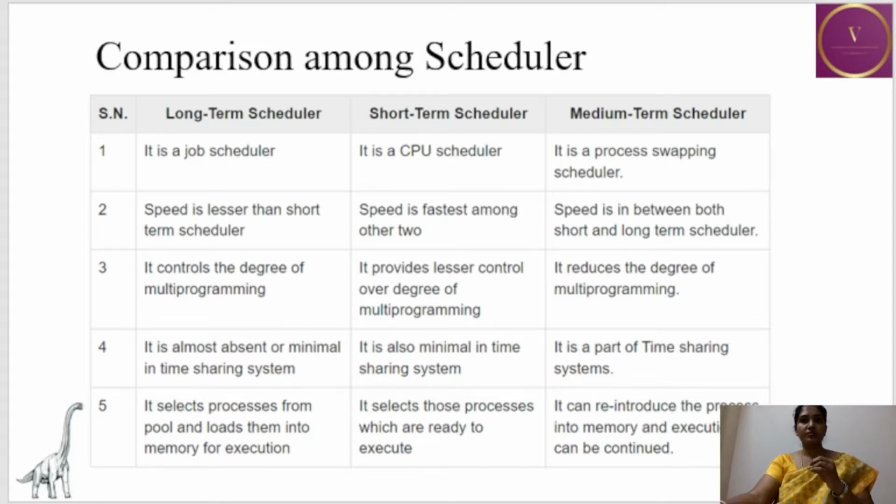The long-term scheduler selects processes from pools and loads them into memory for execution. Whereas the short-term scheduler selects the processes which are ready to execute. So the long-term scheduler handles things from end to end, whereas the short-term scheduler will select only the processes which are ready and just executes them. Whereas in medium-term, it can reintroduce the process into memory and execution can be continued. So this is the comparative study about the three types of schedulers.